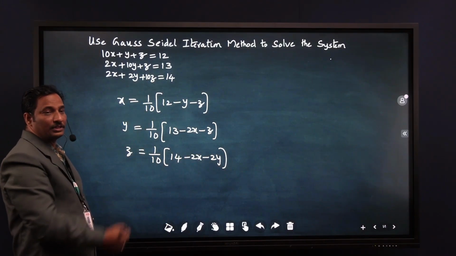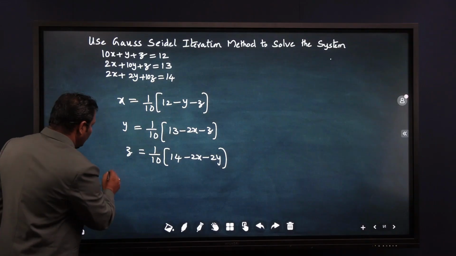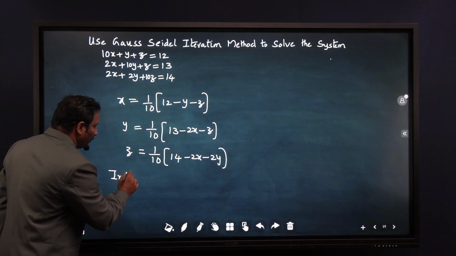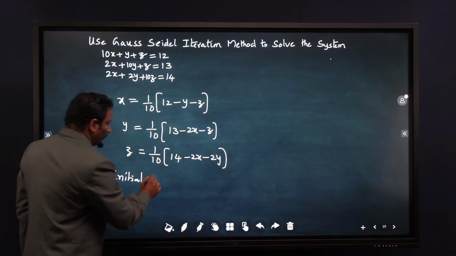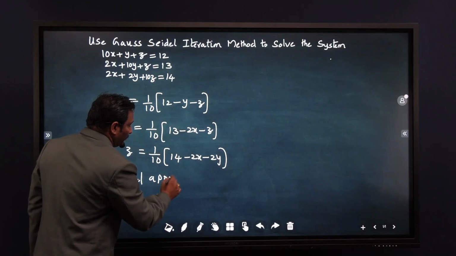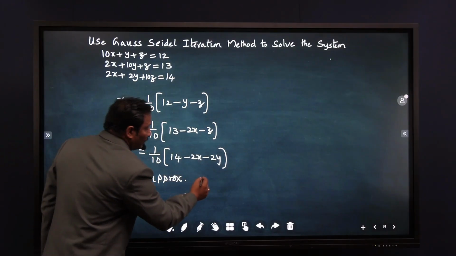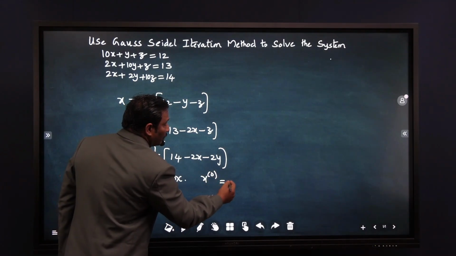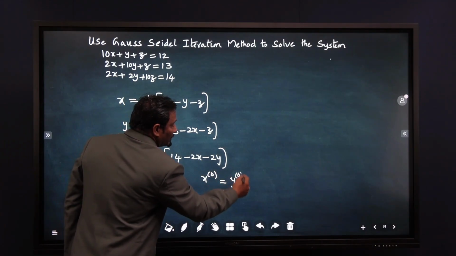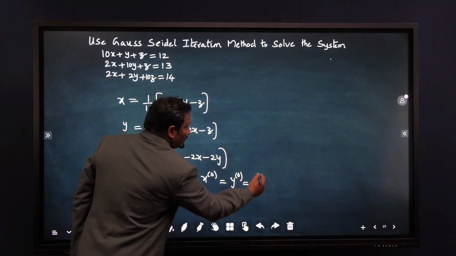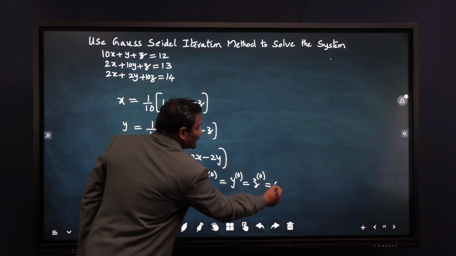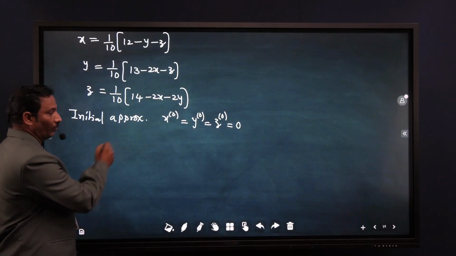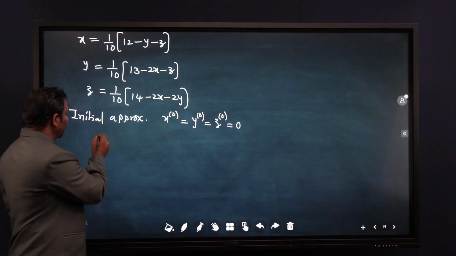Now let us consider the initial approximations. The initial approximations we always consider as 0. So the initial approximation of x equals the initial approximation of y equals the initial approximation of z, and we are going to consider them as zeros. Now we'll see the first approximation.